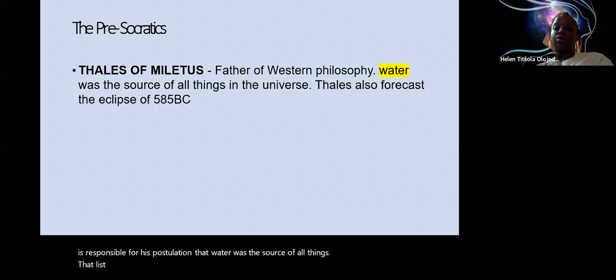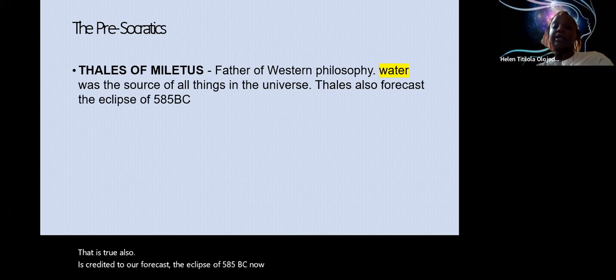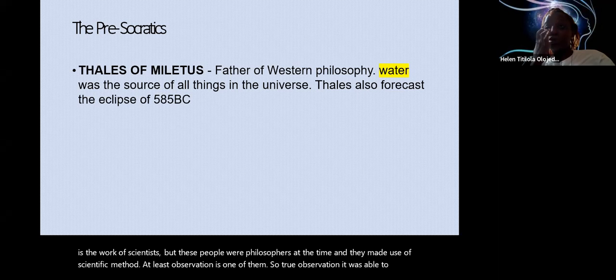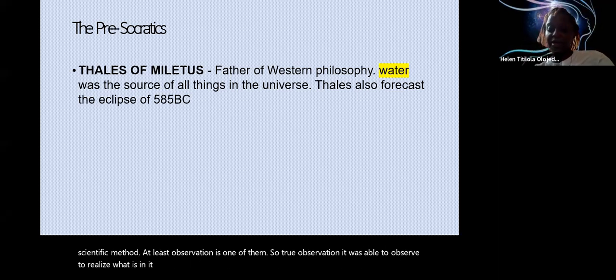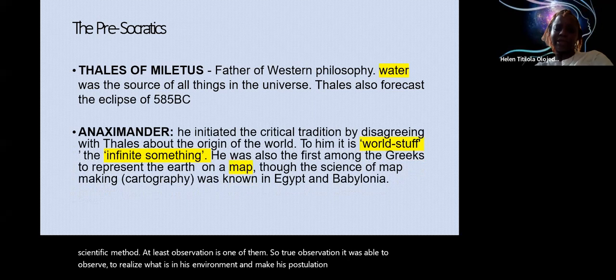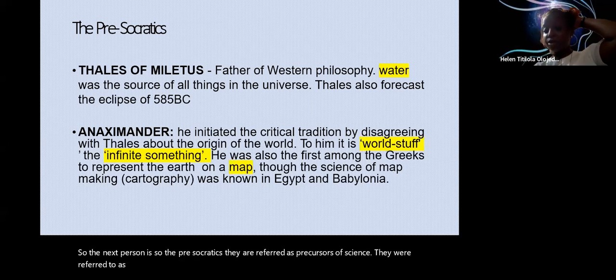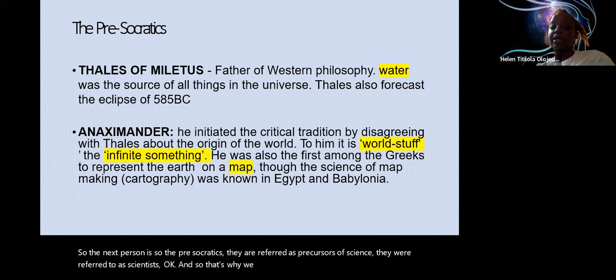Thales too is credited to have forecast the eclipse of 585 BC. Now we would say forecasting is the work of scientists, but these people were philosophers at the time, and they made use of scientific method. At least observation is one of them. So through observation, he was able to realize what is in his environment and make his postulation. The pre-Socratics are referred to as precursors of science. They were referred to as scientists, and that's why we trace the origin of science back to them.